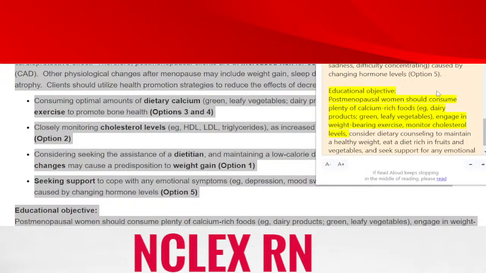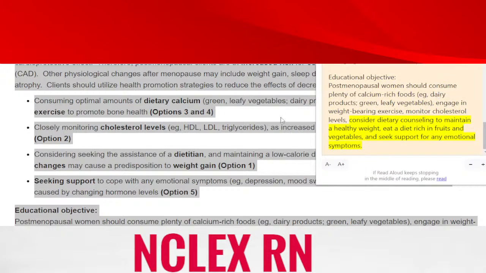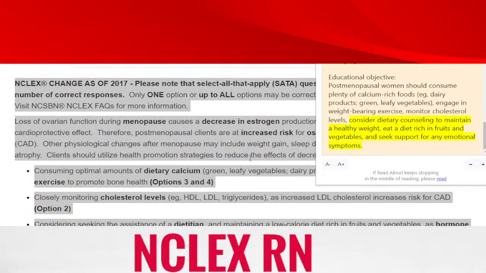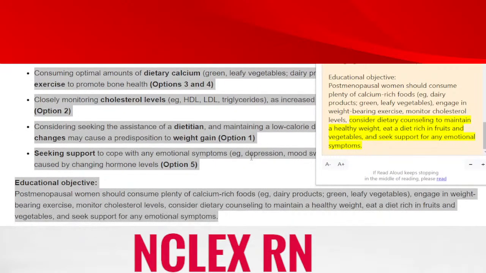Educational objective: postmenopausal women should consume plenty of calcium-rich foods, e.g., dairy products, green, leafy vegetables, engage in weight-bearing exercise, monitor cholesterol levels. Consider dietary counseling to maintain a healthy weight, eat a diet rich in fruits and vegetables, and seek support for any emotional symptoms.